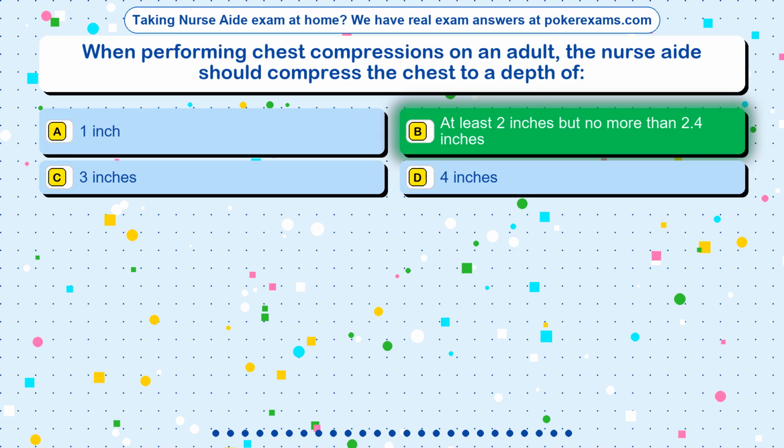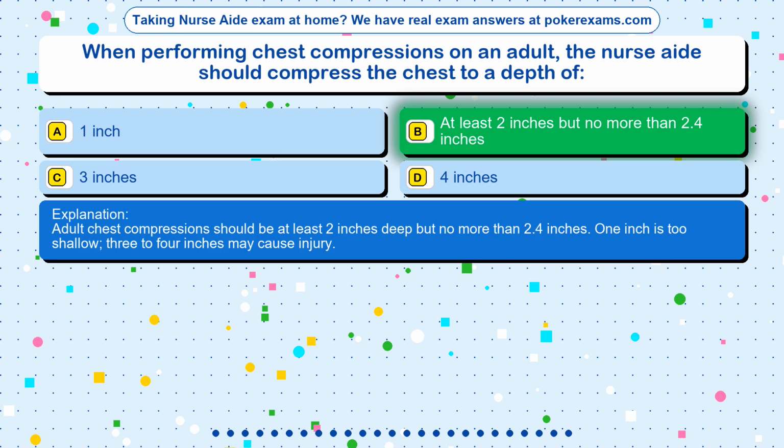The correct answer is option B, at least 2 inches but no more than 2.4 inches. Adult chest compressions should be at least 2 inches deep but no more than 2.4 inches. 1 inch is too shallow, 3 to 4 inches may cause injury.